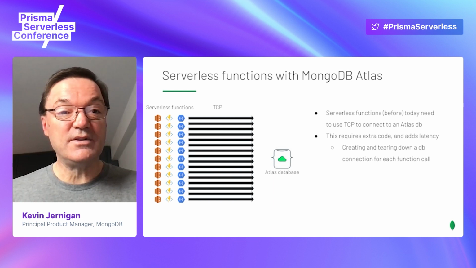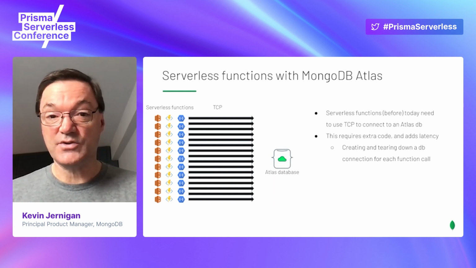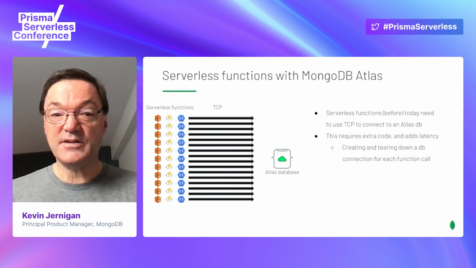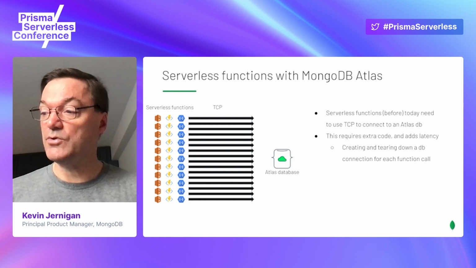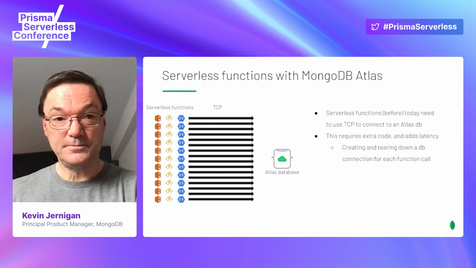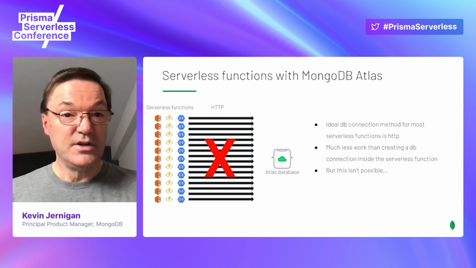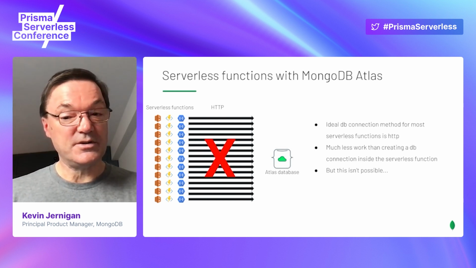While this is relatively easy to do, it requires you to implement and maintain extra code in your serverless apps and can add significant latency to your database queries because a new connection will be created and then destroyed for each call you make to the database. Instead of making a traditional database connection, you would ideally be able to use a RESTful HTTP call to access the database. This would be much less coding work and much lower latency, but this wasn't possible with Atlas MongoDB.